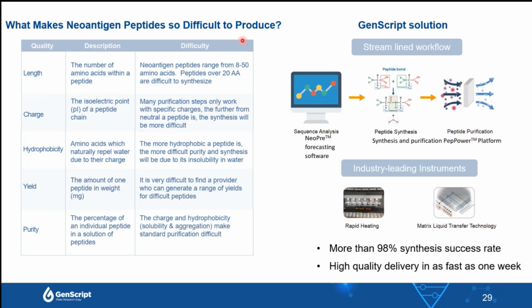And in order to solve this, GenScript has a streamlined workflow, starting from sequence analysis with our software to peptide synthesis and purification. We have these two platforms to guarantee more than 98% synthesis success rate, and the high quality delivery could be as fast as 1 week.